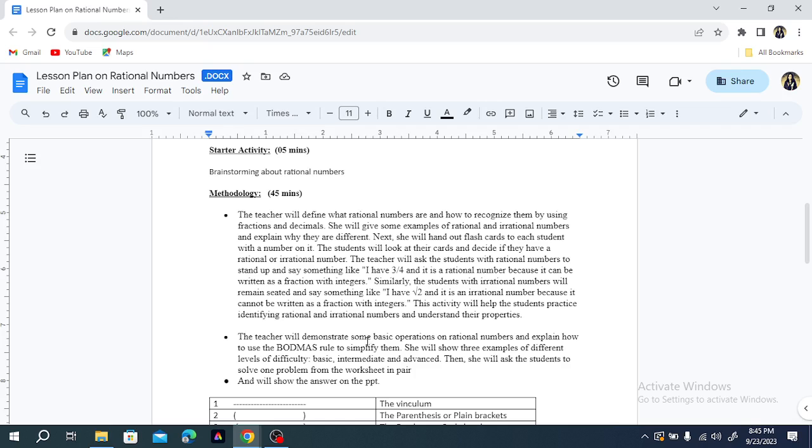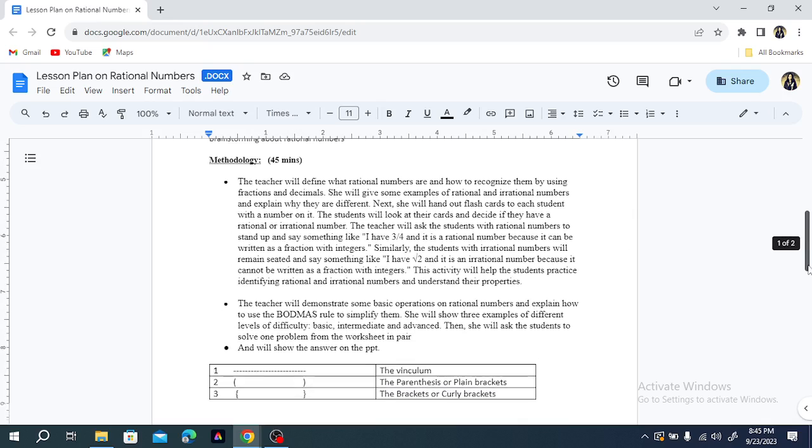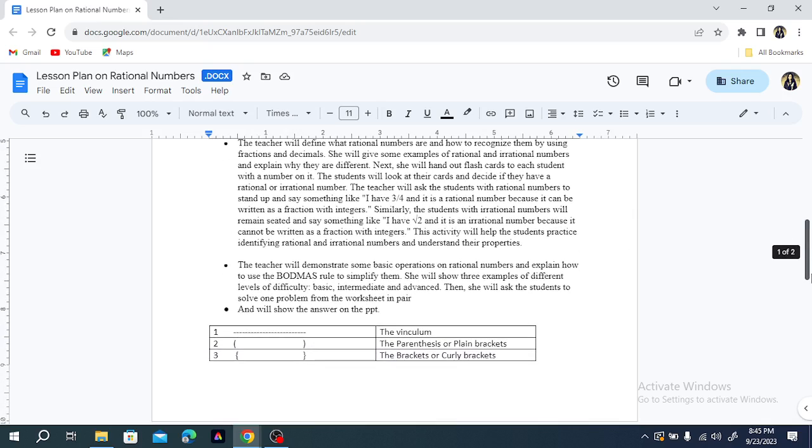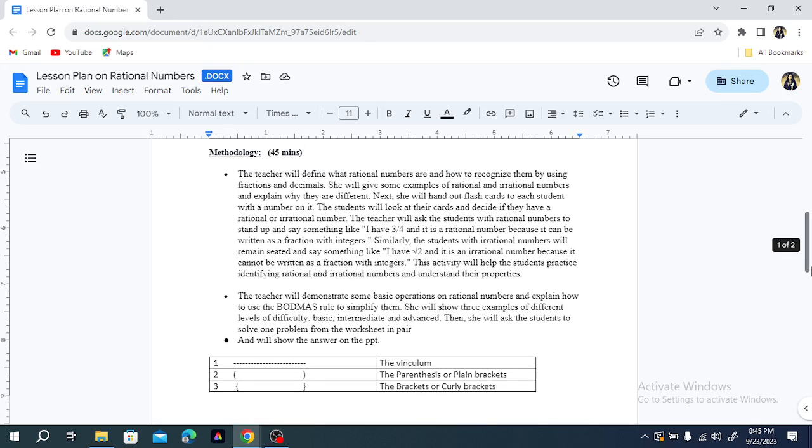And then after that, I will start the operations on the rational numbers, plus I will teach them how to solve questions at different difficulty levels. There will be one basic question, one intermediate and one advanced level question, and they will be able to solve all of them. And later I am going to give them a worksheet which they will be solving in pairs, because the activity that I did in the very beginning was an individual activity.